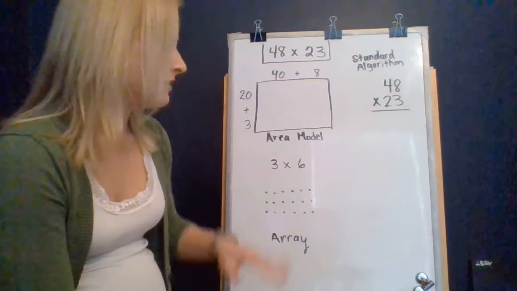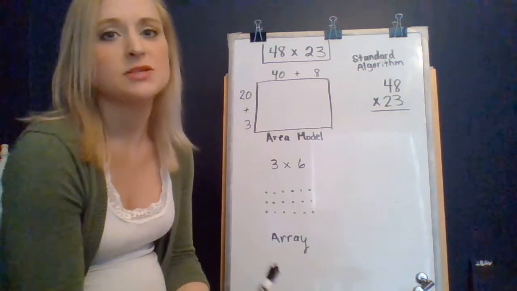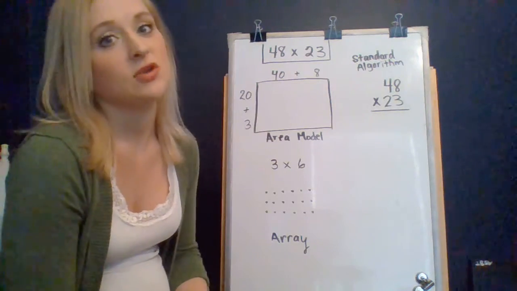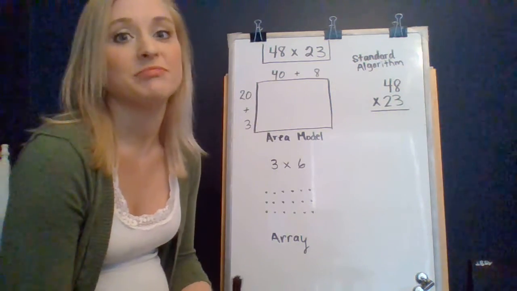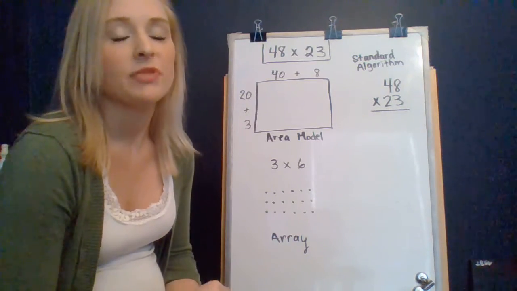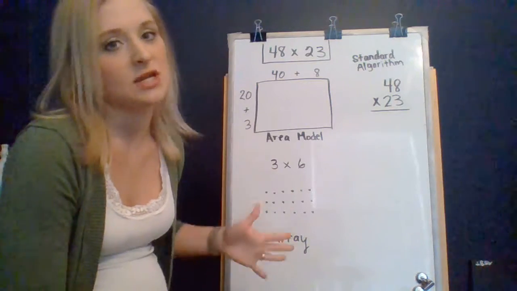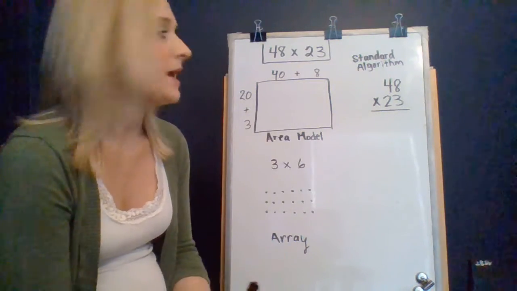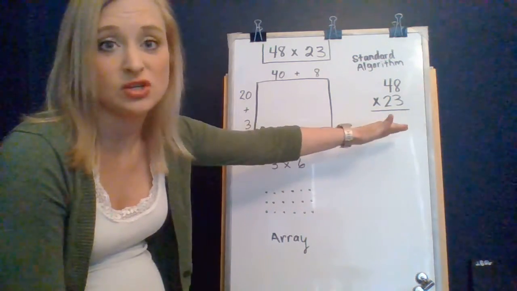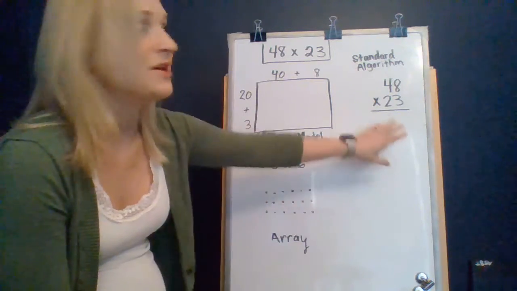After a long period of time of practicing with arrays and practicing with area models, and then also practicing with other efficient strategies as well. There's all kinds of strategies for multiplication out there. Doubling and halving is one, the over strategy is another. But these are some of the foundations to multiplication and building towards the standard algorithm, which is efficient for larger numbers and has a place and a purpose.